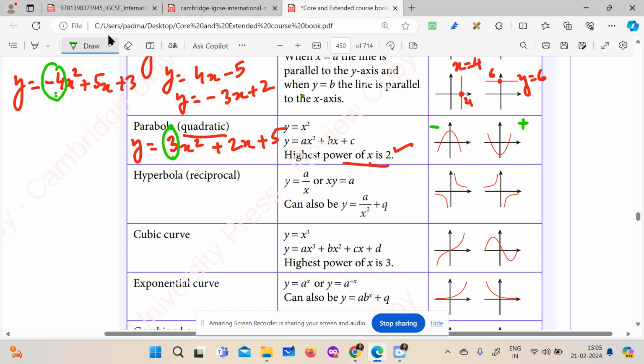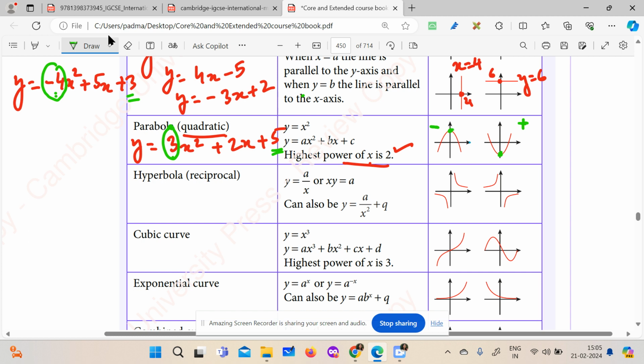Is this clear? Yeah. What does this point represent? This point represents your y-intercept, this constant. Got it? Yeah. This constant is represented here.